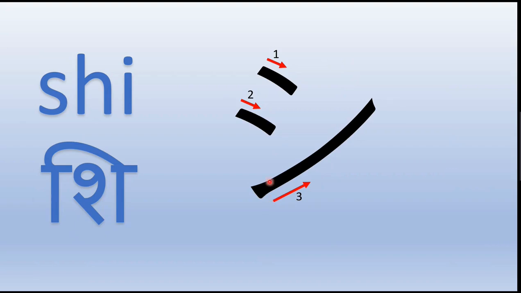Next is shi. So for shi we write first these two small strokes in this direction like this, and then the third stroke will be from bottom to top in this slanting direction from left to right. And you have to be careful with the slope, like how steep the slope should be. This needs to be carefully understood. This is shi in katakana.